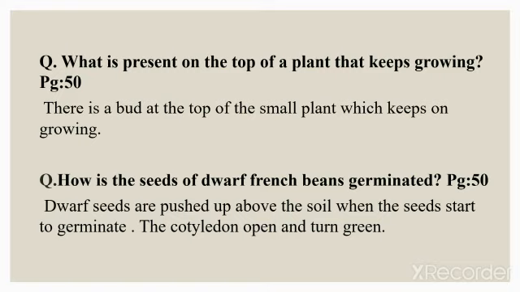The next question is, how are the seeds of dwarf French beans germinated? Dwarf seeds are pushed up above the soil. When the seeds start to germinate, the cotyledons open and turn green.